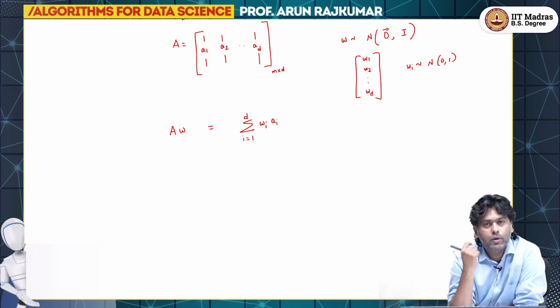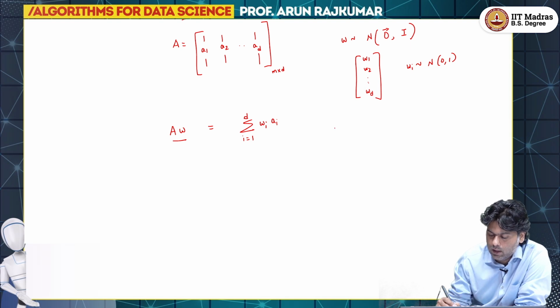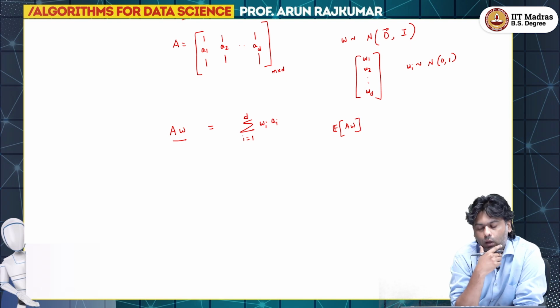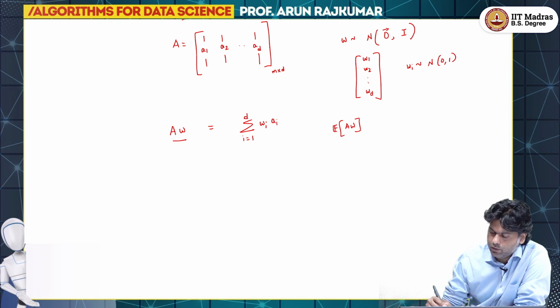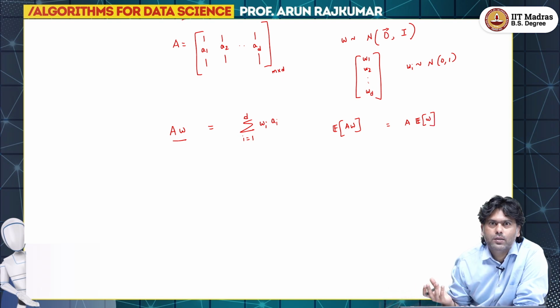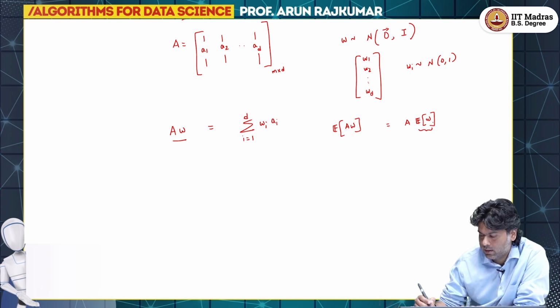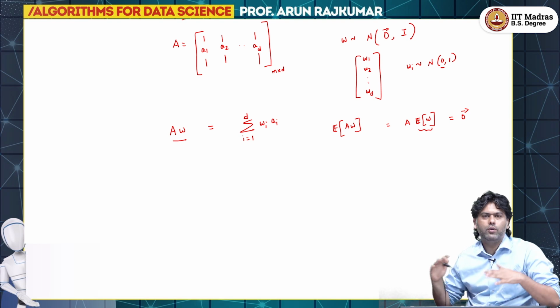Now it's going to be a random variable because omega is random, and I can ask what is the expected value of A omega. A is just a linear operator, so this can be written as A times the expected value of omega, because expectation is a linear operator and I can bring A outside. But the expected value of omega is, by design, 0. So this is just going to be the zero vector. On average, we are going to see zero vectors.